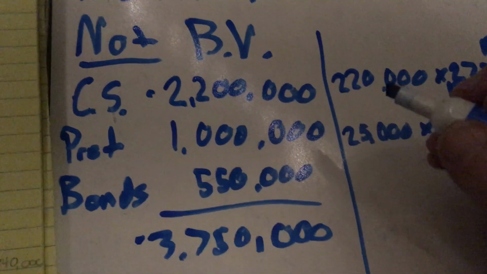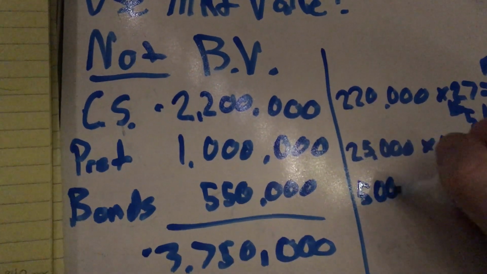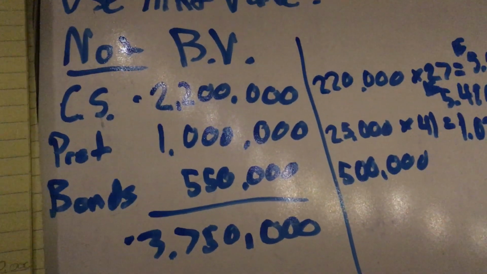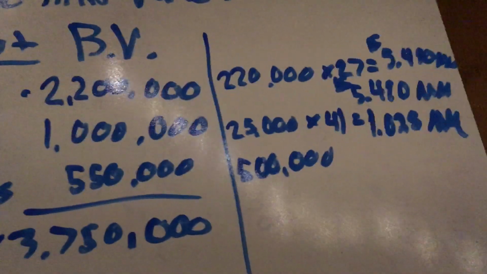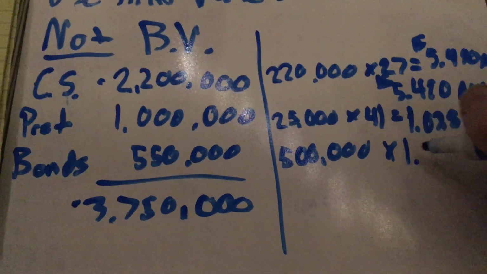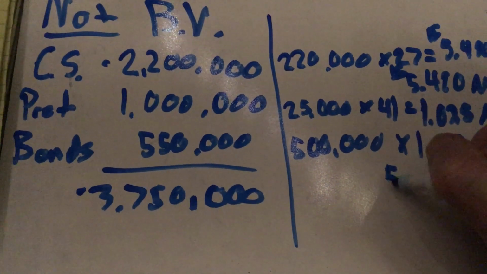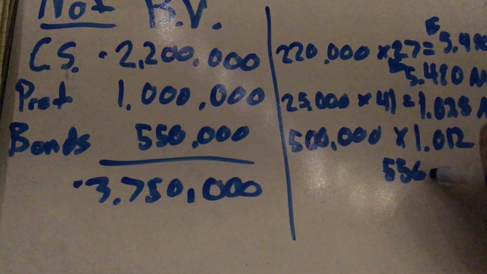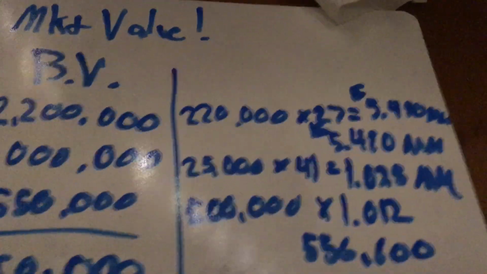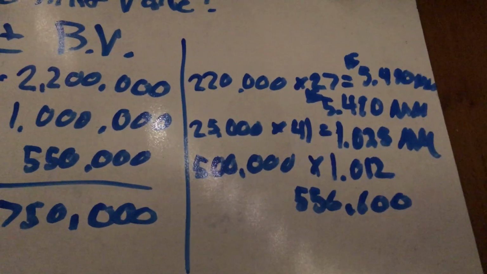So bonds are a little bit different. So we have 550,000 in bonds, and they're selling at 101.2% of book, or of par, right? So all you have to do is multiply it by 1.012 to get your market value, which is 556,600. Okay.